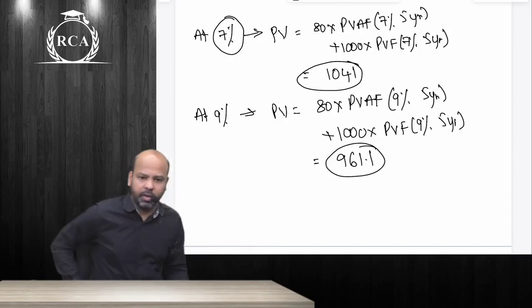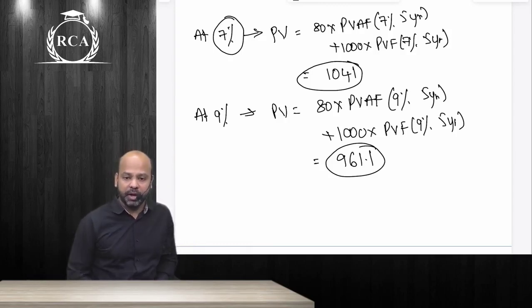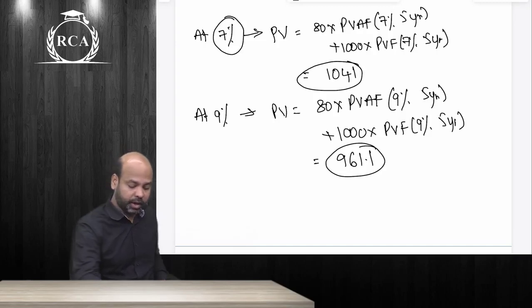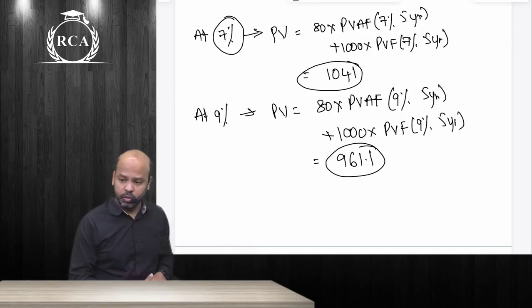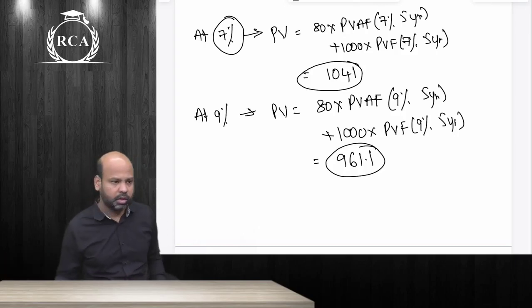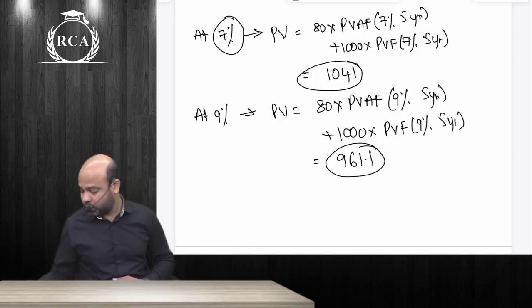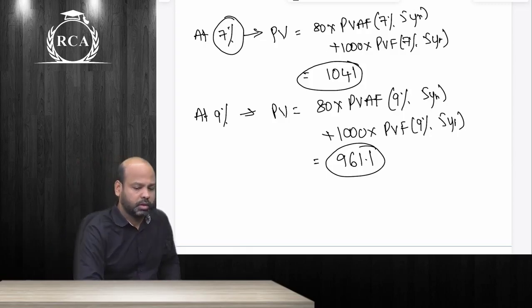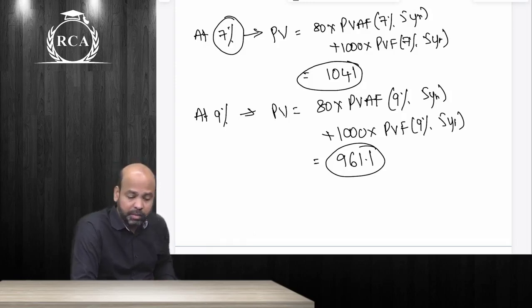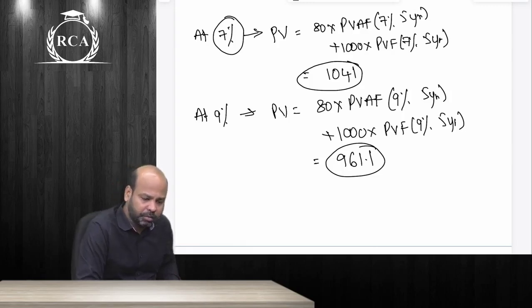If the required rate of return is equal to coupon rate and the bond is redeemable at par, the current market price will be equal to par value. Next.